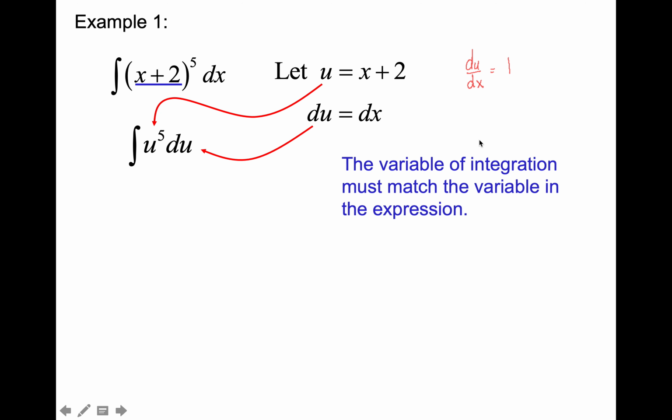And you have to remember that whenever you are doing substitution, the variable of integration has to match the variable in the expression. So you can't have u to the 5th dx. If you're going to have a u, it has to be a du. So you have to make sure that those things match. Then we do the antiderivative, so we raise the power by 1, so we get u to the 6, divide by the new power, so plus some constant.